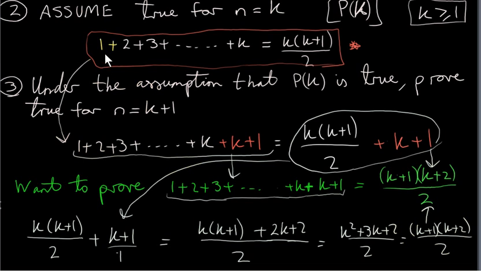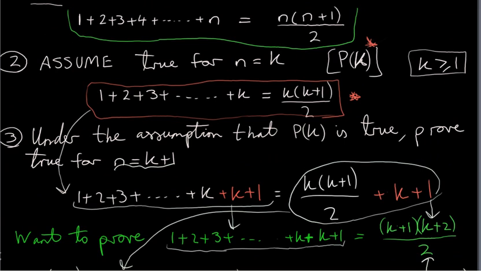So we've proven that if the statement is true for n equals k, in other words, the sum of the first k natural numbers equals k times k plus 1 over 2, then the statement is true for n equals k plus 1. In other words, the sum of the first k plus 1 numbers is got by replacing n with k plus 1. If we replace n with k plus 1, we get k plus 1 times k plus 2 over 2.